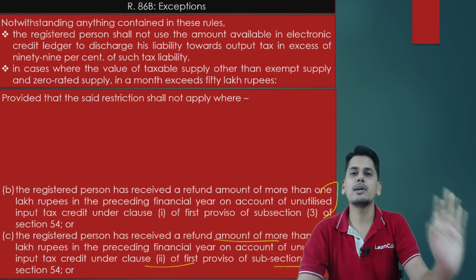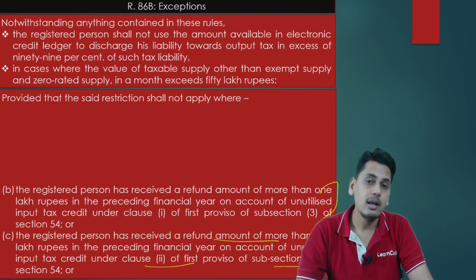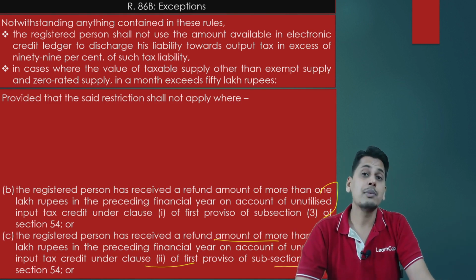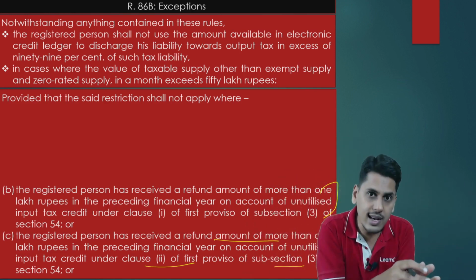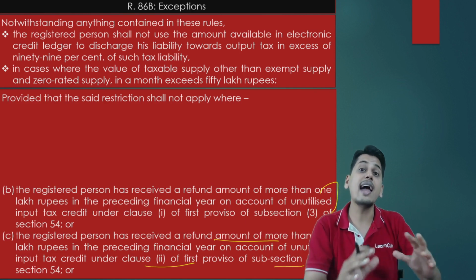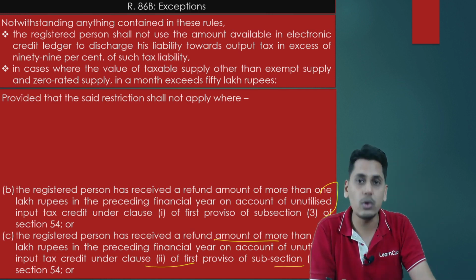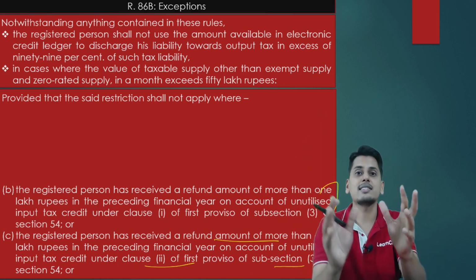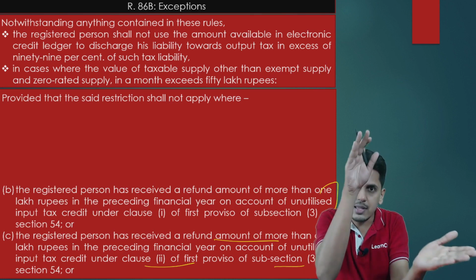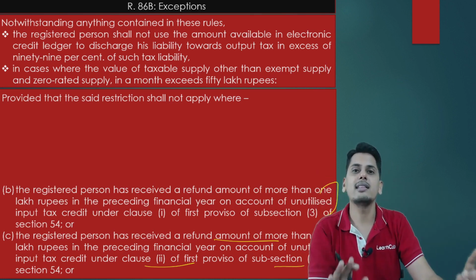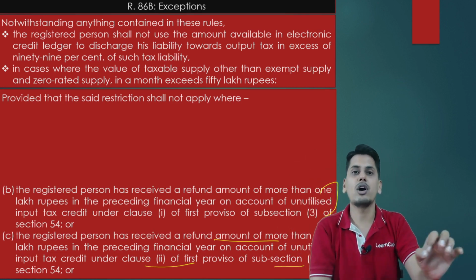86B says that at least 1% of your output tax liability needs to be discharged from the cash ledger. However, because of this 86B, where the intention of the government otherwise was to reduce the accumulation in the electronic credit ledger and grant the refund to the registered persons, in the cases of those persons who are making a zero rated supply, in the cases of those persons whose tax structure is inverted duty structure. Otherwise, the intention of the government was to reduce the balance of their electronic credit ledger by granting them a refund. Now, because of this 86B, that objective of the government is not being served.